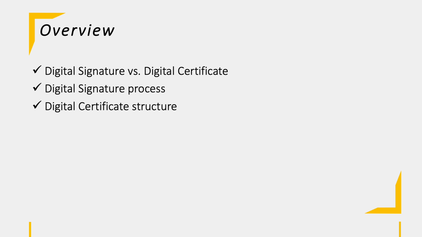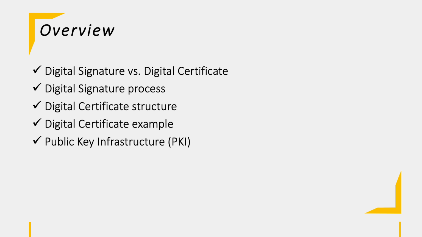We'll talk about digital certificate structure. So how does a certificate look like? Also taking one example I pulled from Teams. And lastly, talking about the concept of public key infrastructure. What kind of components do we have there? How do they function with each other? How do we interact with those functions?